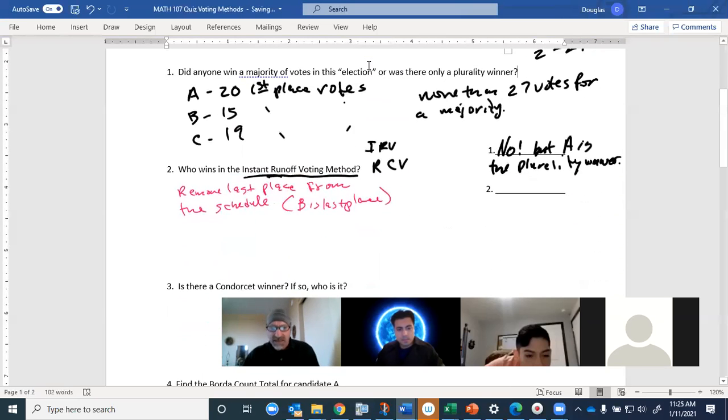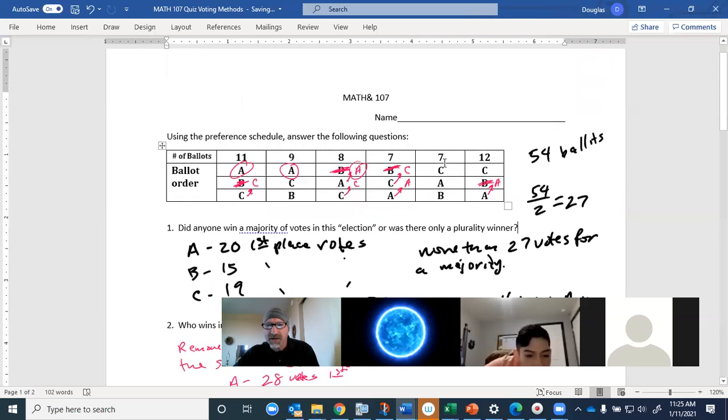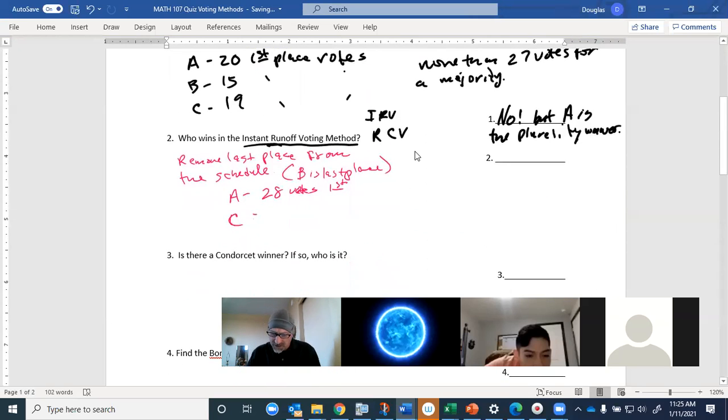So in this case, A has 28 votes for first place. And C has, I think, 27, right? 7 and 12 is 19. Oh, 26. And 7 is 26. So C has 26. So A is also the instant runoff voting or RCV winner.